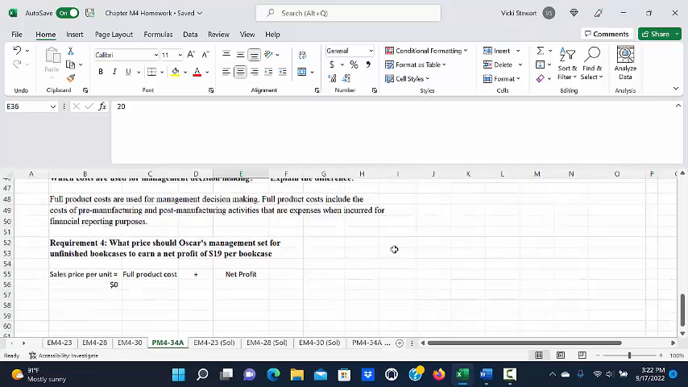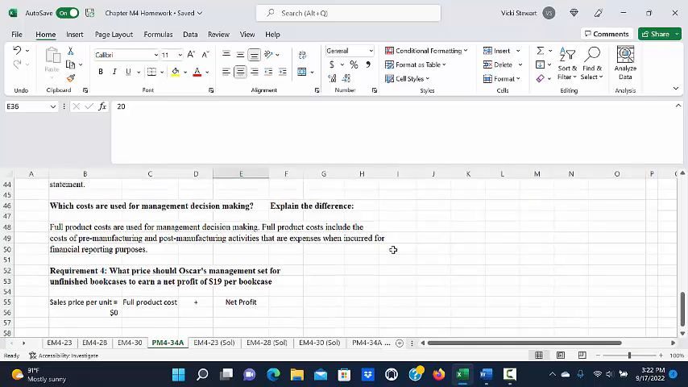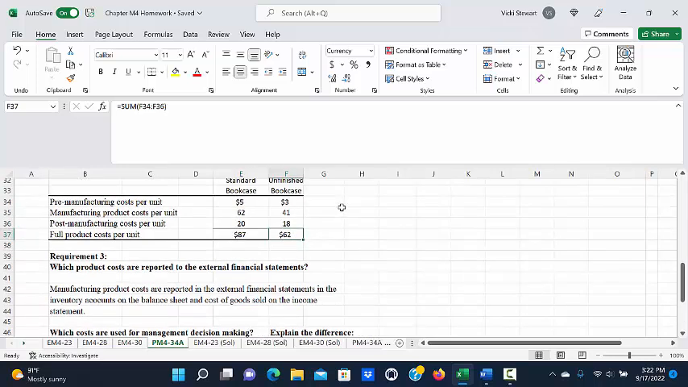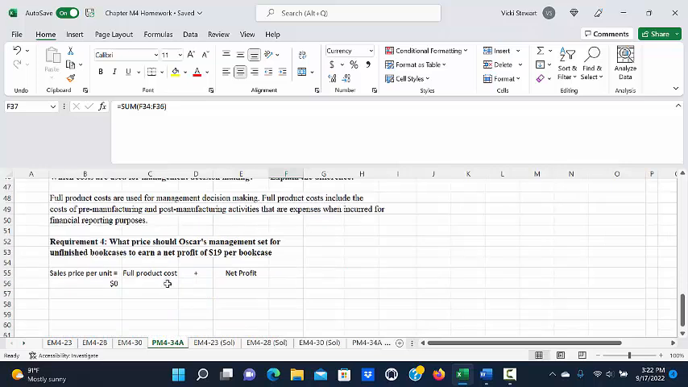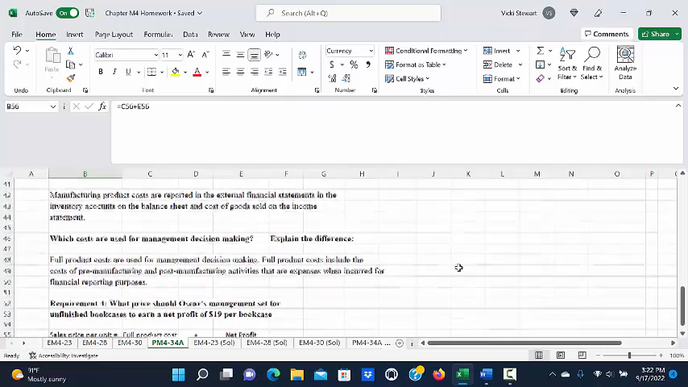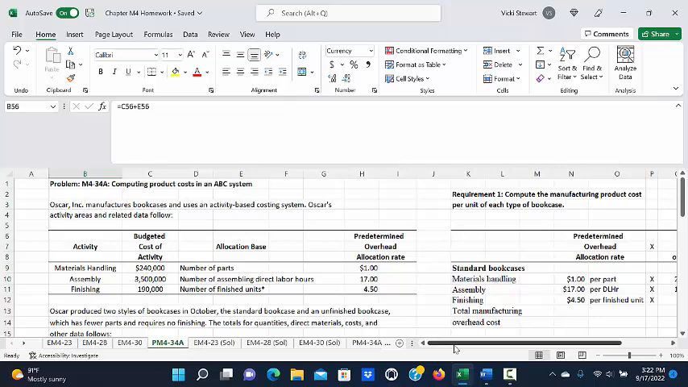And then in requirement 4 it says what price should Oscar's management set for unfinished bookcases to earn a net profit of $19 per bookcase. So they should use the full product cost, which is $62 for the unfinished bookcase. And so we would take that and add the $19 to that, which is the amount of profit they want to make, and that would give us a sales price per unit for the unfinished bookcases of $81. And that is the conclusion of the demonstration for problem M434A.